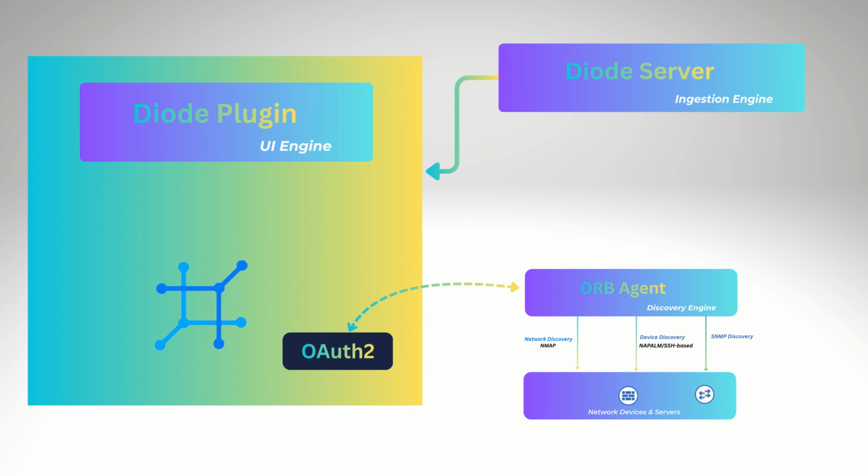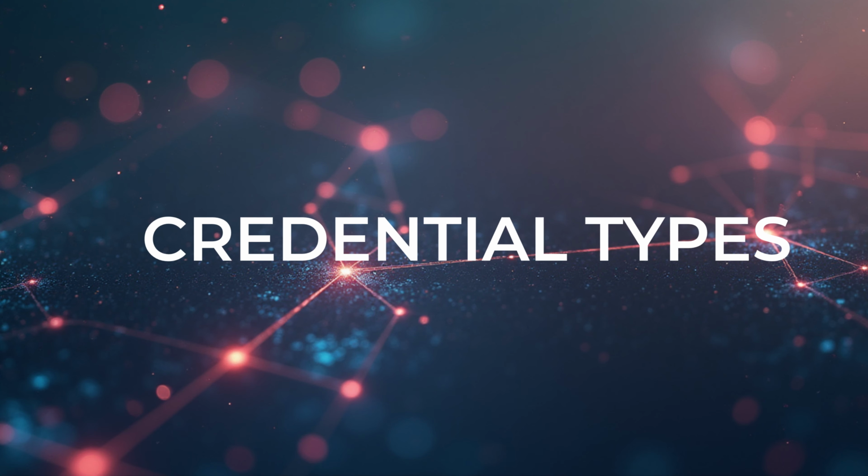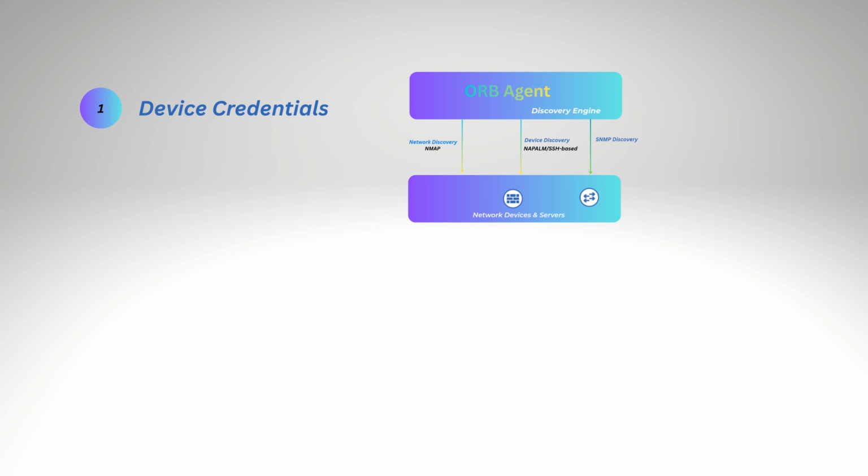Alright, now we understand the three main components and how they work together. Next, there are different types of credentials used here, so let me break down what each one does. The first one is the device credential. These are like username, password, and SNMP community string that the ORB agent uses to actually log into the network devices. Pretty straightforward. The important part here is that these credentials live only in the ORB agent configuration file.